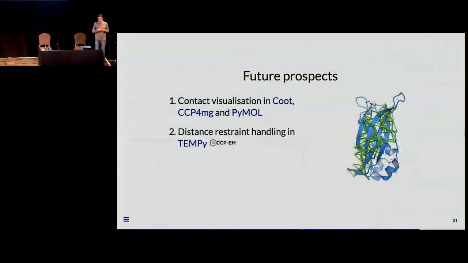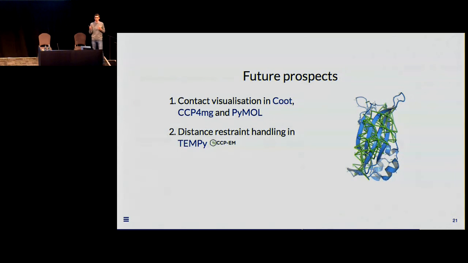Other work that we are exploring is a contact visualization plugin for CueMol, CCP4MG, and PyMOL, and this relies on ConKit to handle any of the manipulation of the contact predictions. And an early beta version that I've created will allow you to make figures or visualize contacts against your structures, as you can see on the right on this slide.